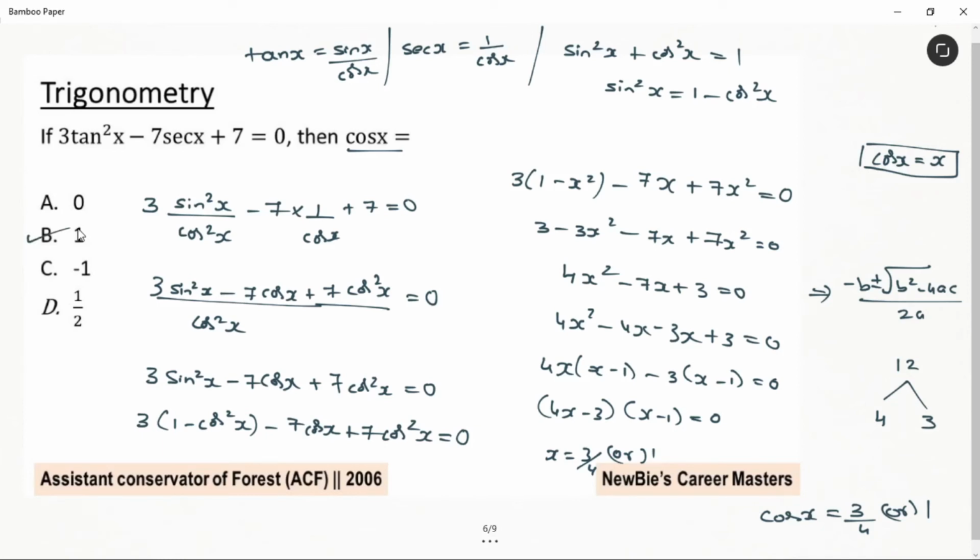Am I clear, everyone? We have used these three formulas to solve this question. One is tan x is equal to sin x divided by cos x, and secant x is equal to 1 by cos x. Sin square x plus cos square x is equal to 1. Just stop this video, resolve this question on your own, okay? Then again watch it. You will get the grip. You will understand it even better. Now we'll move to the next question.